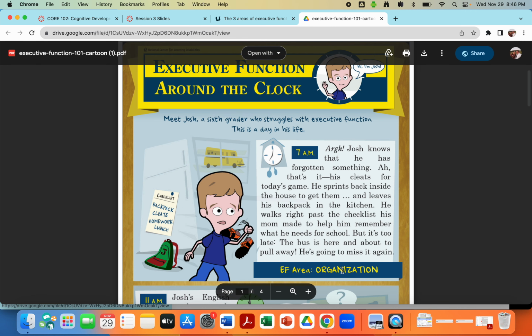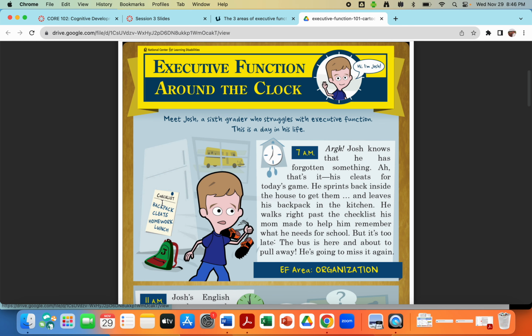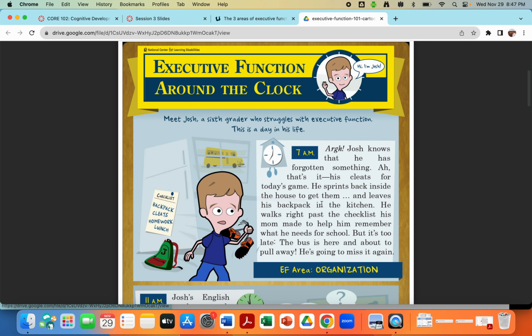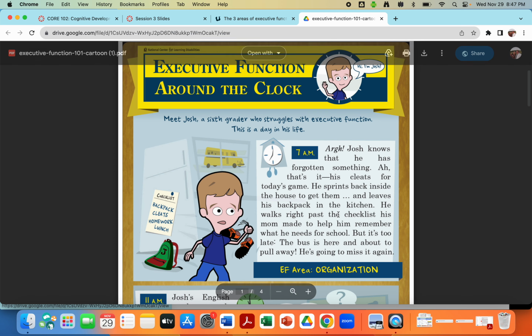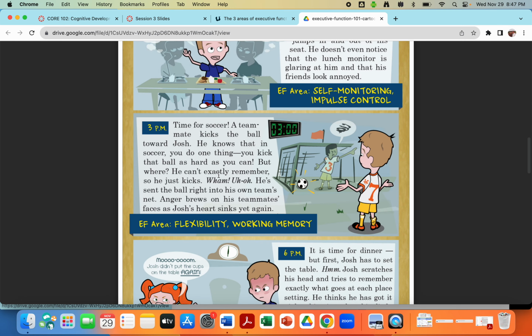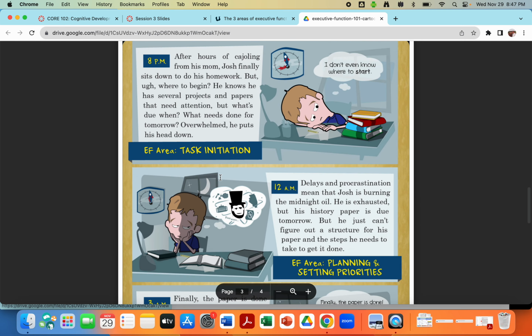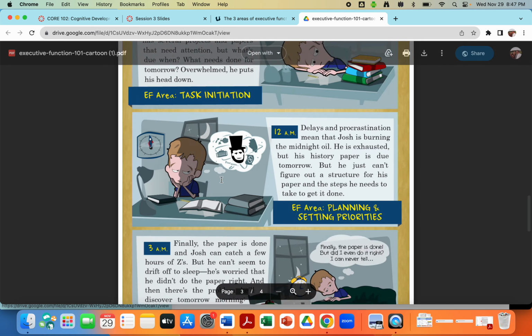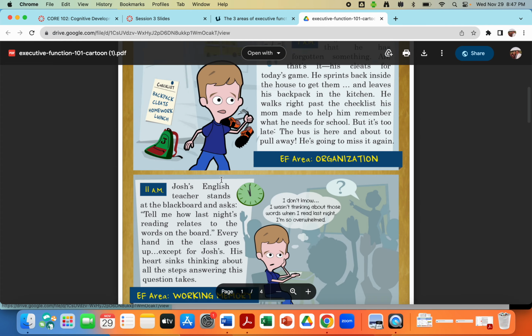Executive function area, organization. We have a kid here who forgets things even when a checklist is put there by his mom on his refrigerator. And he's going to miss the bus again. It won't be the first time he's missed that bus. He has problems organizing himself to get on the bus for school. And as we can see, there are other little cartoons here about Josh's life that we will be going over as a group in regards to this in class. It's a fun little activity.